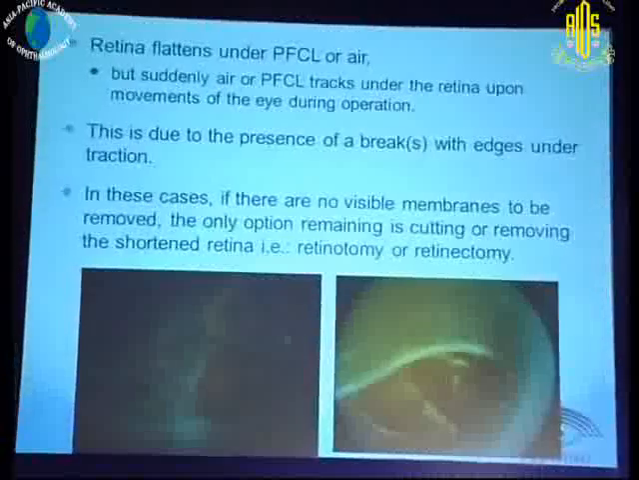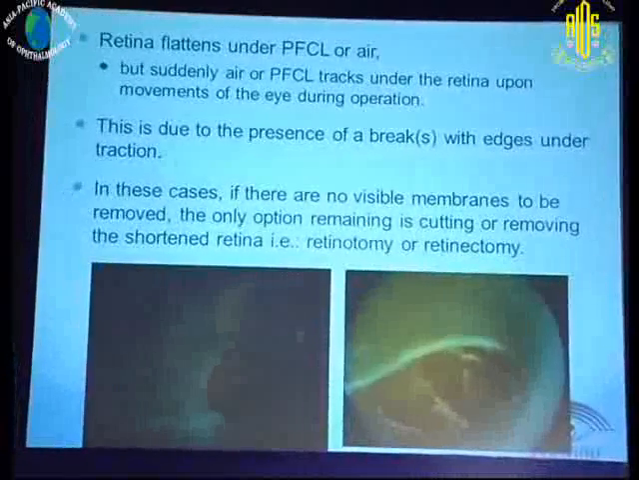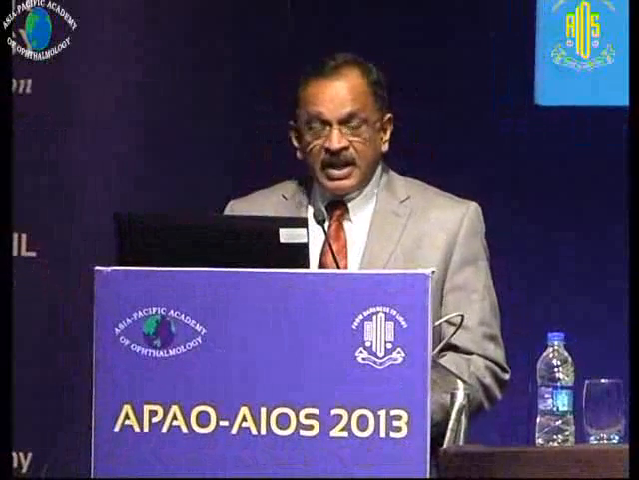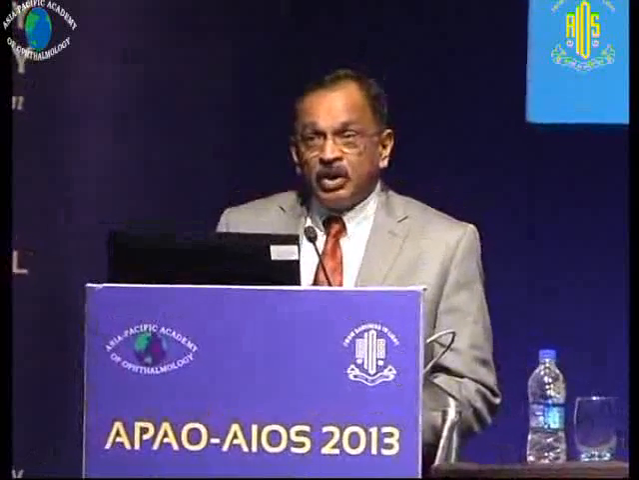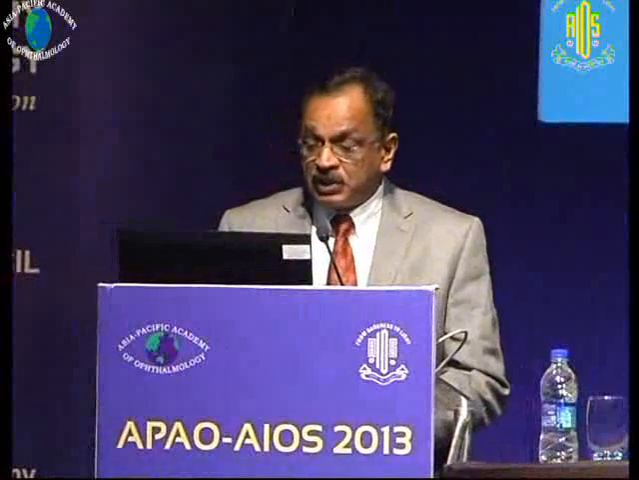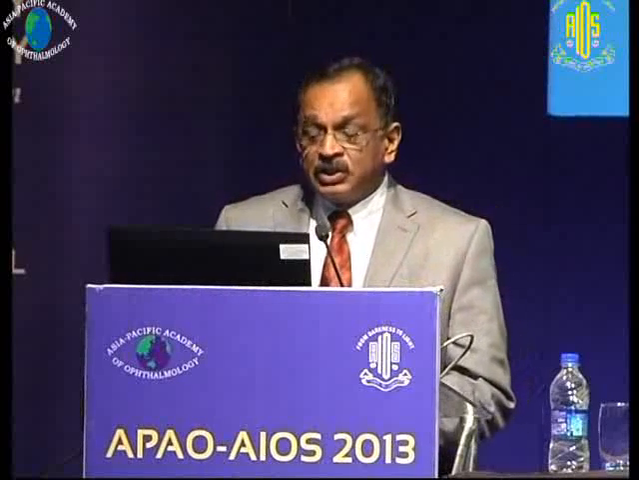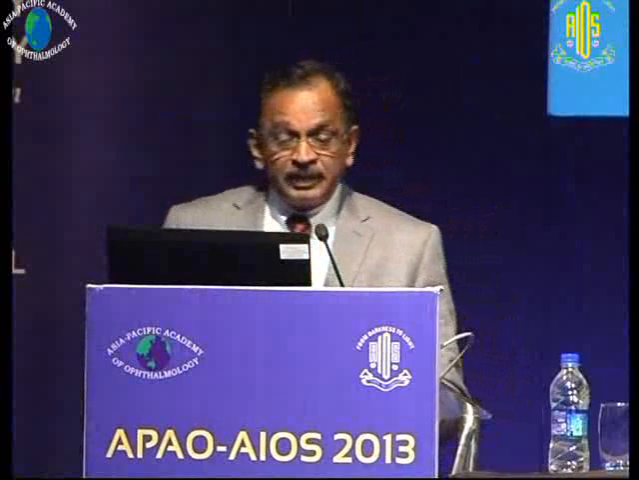Imagine a situation when the retina flattens under the fluorocarbon liquid, or under the air, and suddenly you see that the air or PFCL is going under the retina, and you see this retina lifting up. Very often we would have experienced it. This is because of those edges of the retina that are under traction, which we probably have failed to see, and so we need to go back and remove all the air or the perfluorocarbon liquid and ensure that this part of the traction is removed, either by removing the membranes or shortening the retina with retinotomy or retinectomy.